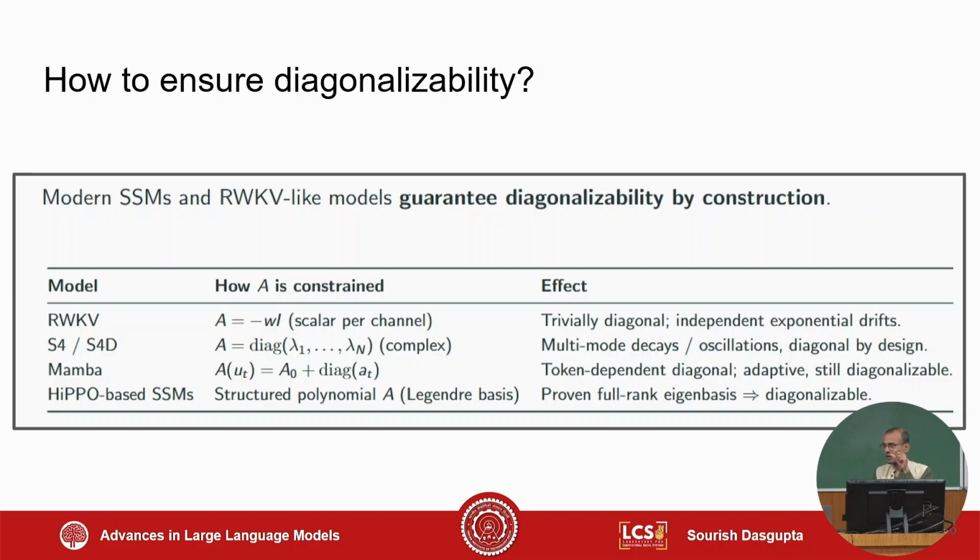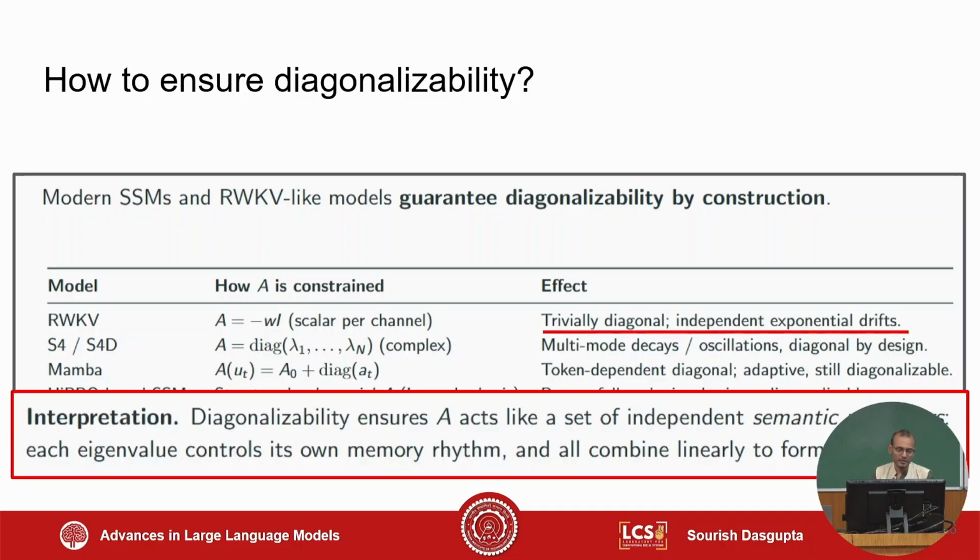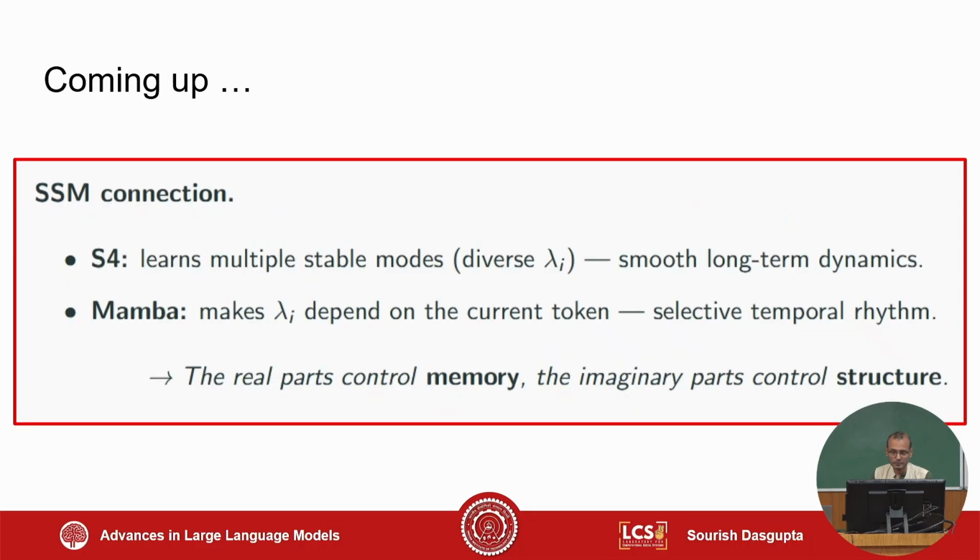The alpha that was there to control the decay, right? So the interpretation is that diagonalizability ensures A acts like a set of independent semantic resonators. Coming up for next class would be S4 and Mamba, which are particular realizations of SSMs, right? So we'll look at S4 first and then Mamba as two different types of SSMs, right? Okay, any question?